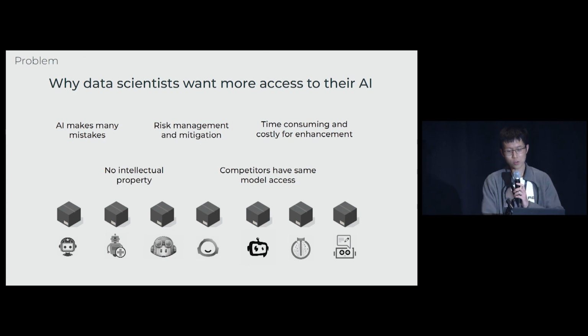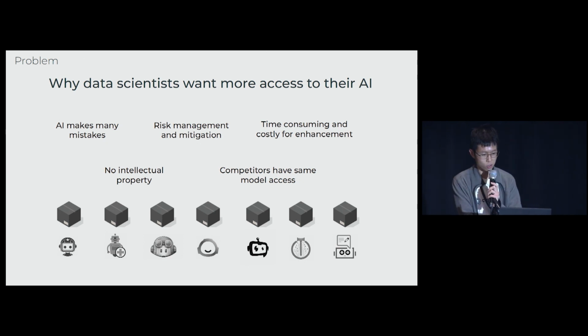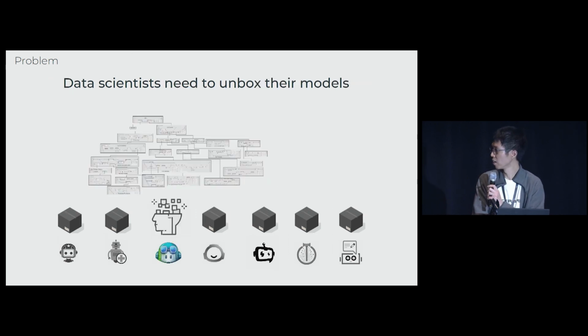And why do data scientists care about that? So the reasons are many. We learned that AI makes mistakes, and there's a need to mitigate those risks. It's time consuming when you have misinformation, or you want to customize, fine tune your model, or you want to just troubleshoot it, debug your model. These are the needs that we've learned from our users, why they need to unbox the black box AI.